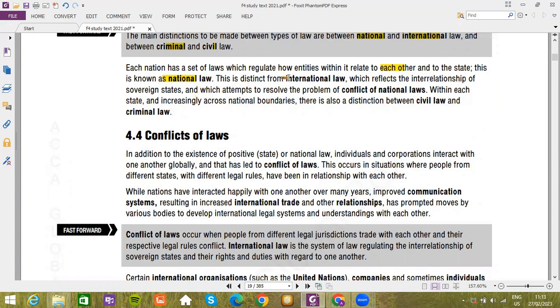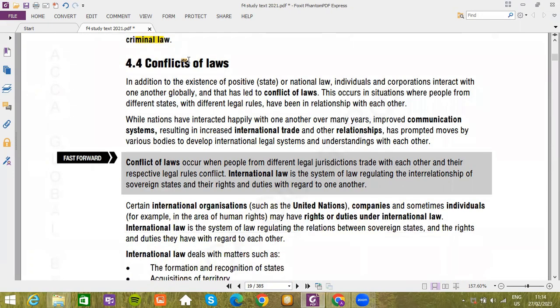This is distinct from international law, which reflects the interrelationship of sovereign states and which attempts to resolve the problem of conflict of national laws within each state and increasingly across national boundaries. There is also a distinction between civil law and criminal law. Get it? There is a difference between criminal law and civil law.